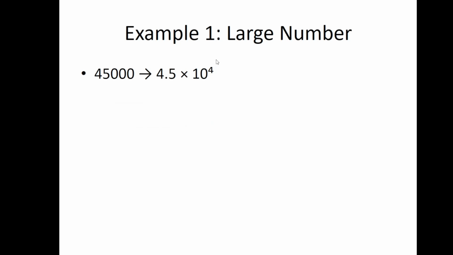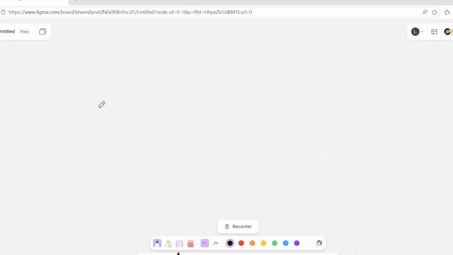So example number 1, a large number. As you can see here, we have 45,000, and it equates to a scientific notation of 4.5 times 10 raised to 4. How did this happen? Let me show it to you guys. Let me just write the whole number: 45,000. As you can see, this number is really big.